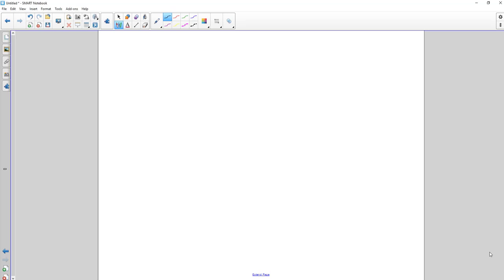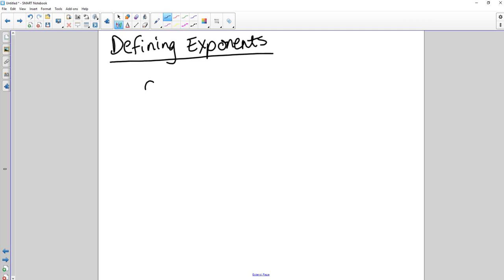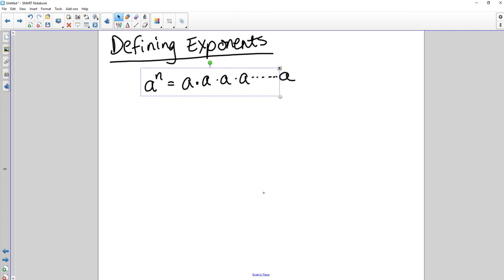So let's look at defining exponents. An exponent is when we have a to the nth power. This means a times a times a, a bunch of times. However many times, we don't need that. n times is however many times we're going to multiply a.